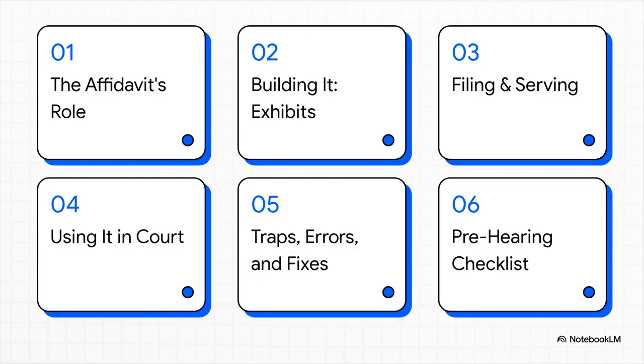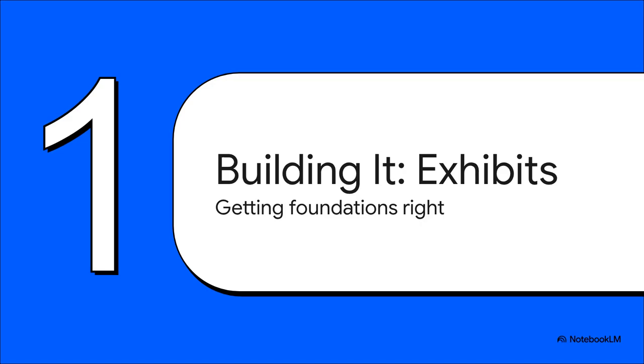So here's our game plan. We're going to follow the entire life cycle of an affidavit, from building it and filing it to using it in the courtroom, and of course, how to navigate those common traps. Let's get into it. First up, actually building the thing. We're talking about the affidavit and its exhibits.